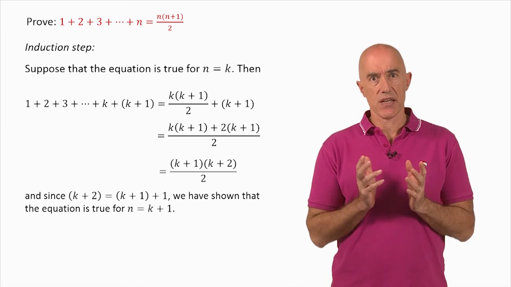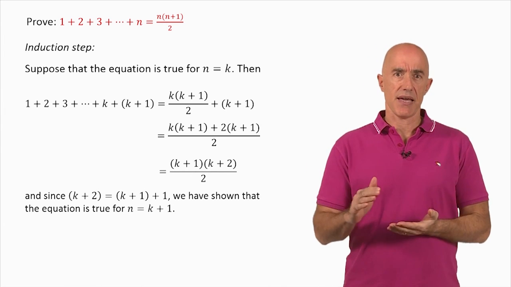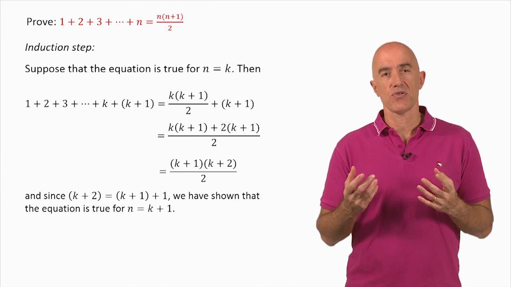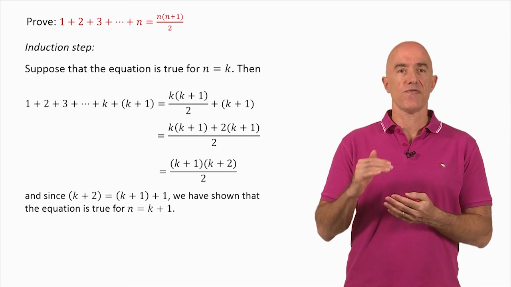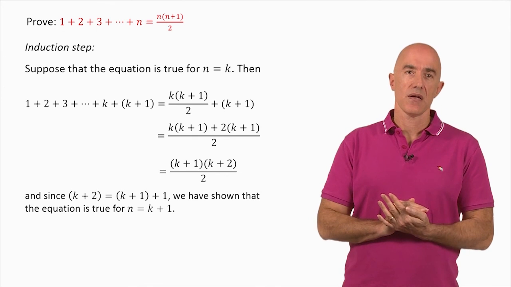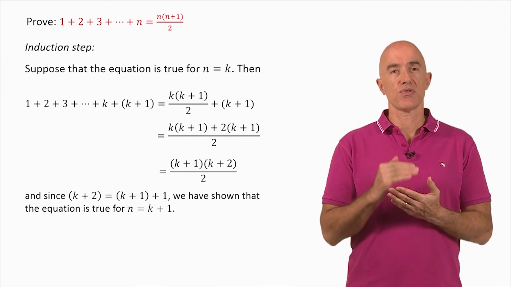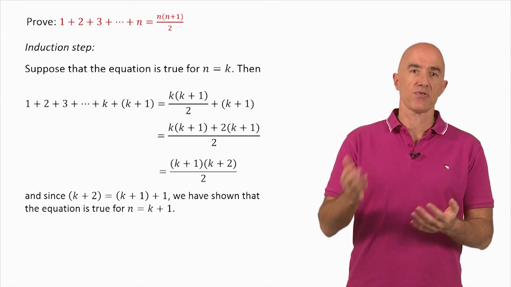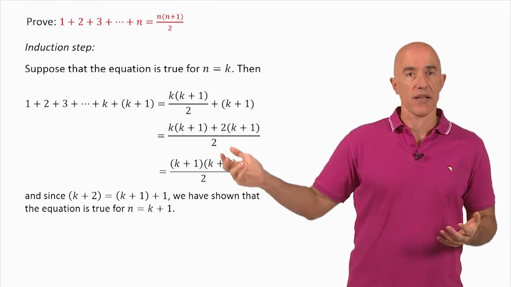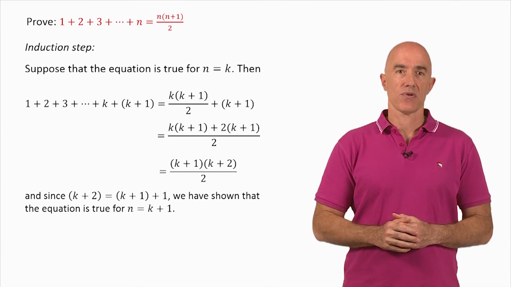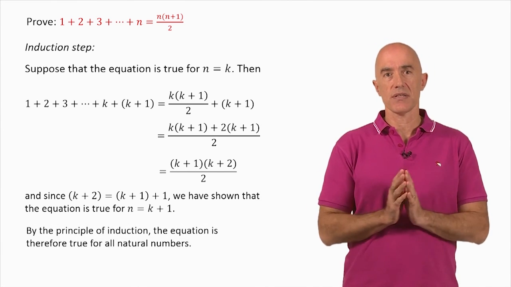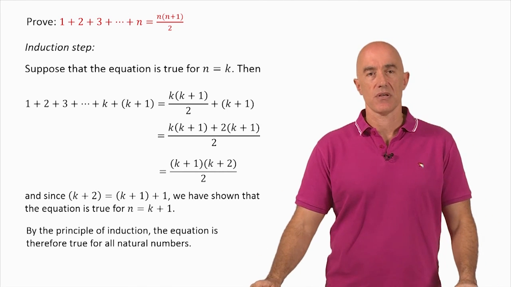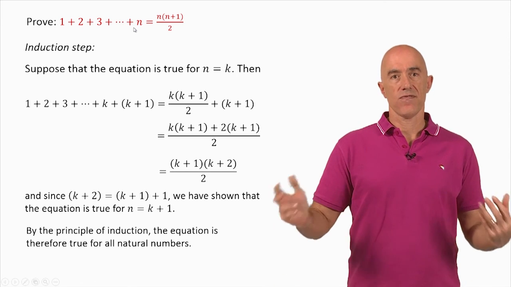So let's now understand what we've done for mathematical induction. We've proven that the equation is true for n equals 1. Then, under the assumption that the equation is true for n equals k, we've proved that it must be true for n equals k plus 1. So if we start with 1, we've proved that the equation must be true for n equals 2. If it's true for n equals 2, it must be true for n equals 3. If it's true for n equals 3, it's true for n equals 4, and so on. So we've gotten all of the natural numbers. We can always have the concluding statement: by the principle of induction, the equation is therefore true for all natural numbers. And we've proved this identity for all the natural numbers.